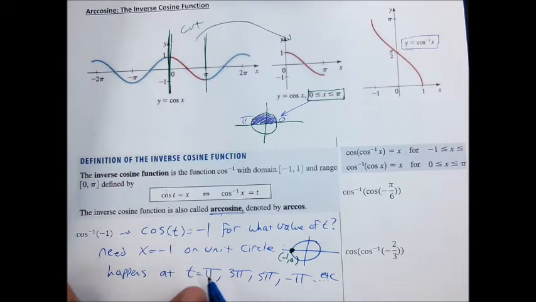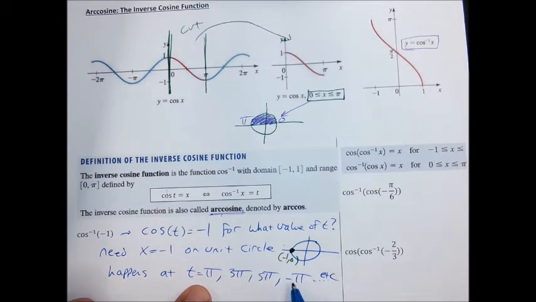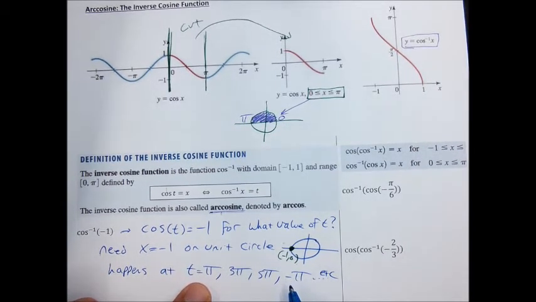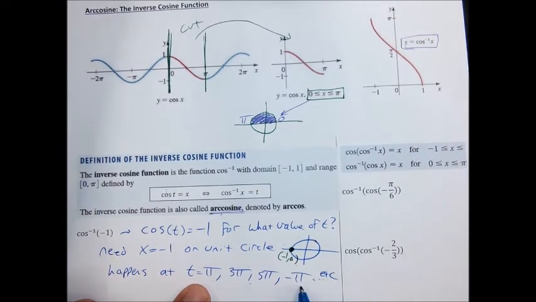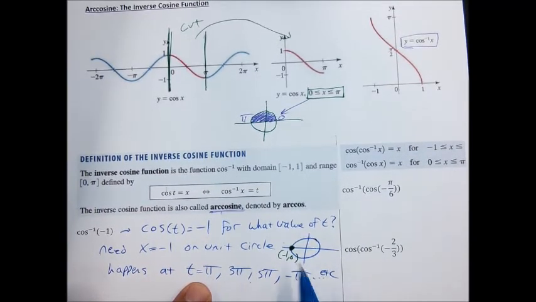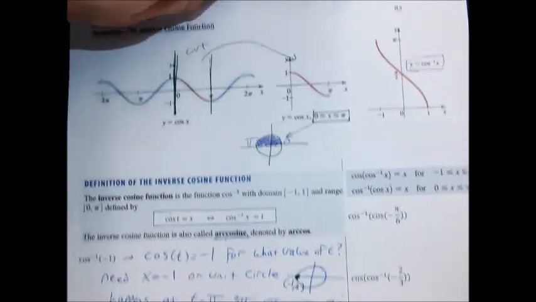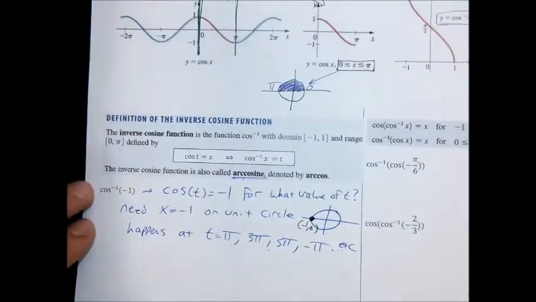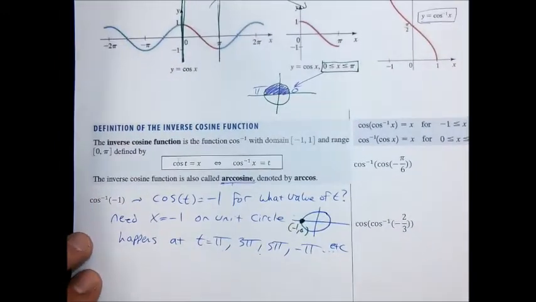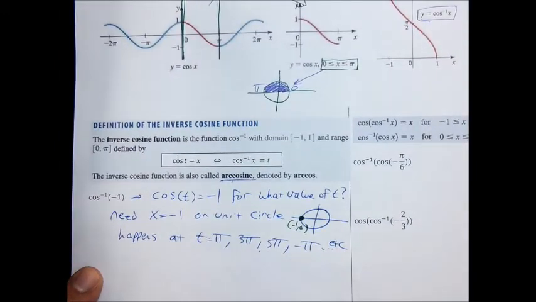You guys remember the word for these things that all put you on the same spot? What's that word? It's a C word. Coterminal. Yeah, all these values are coterminal, which means that they all end up at minus 1, 0. And so those are our options, right? These are all the things that give us a minus 1 x value.